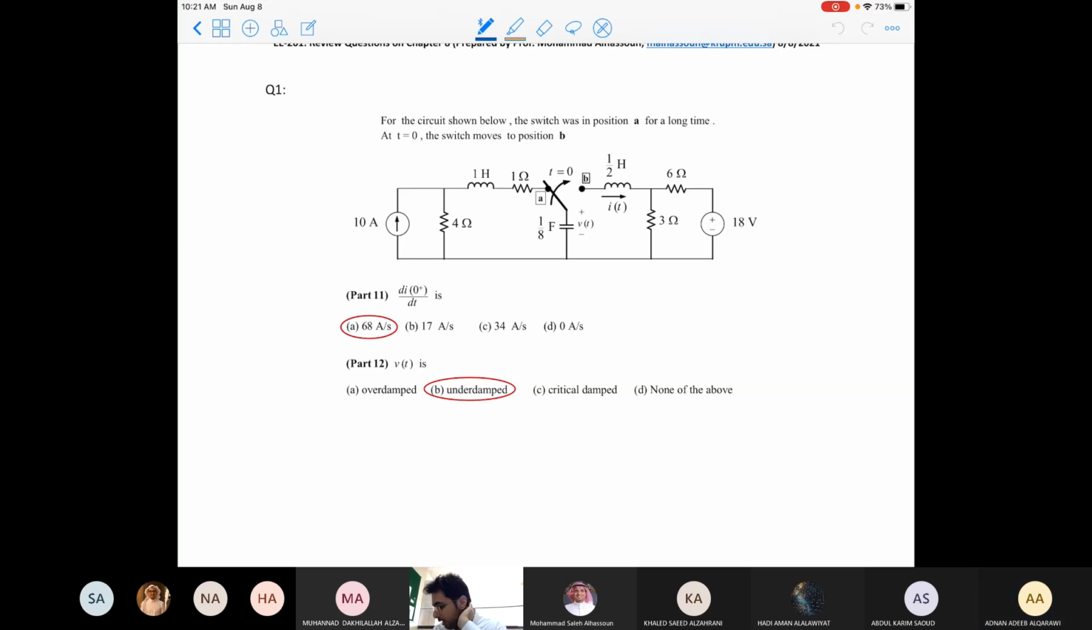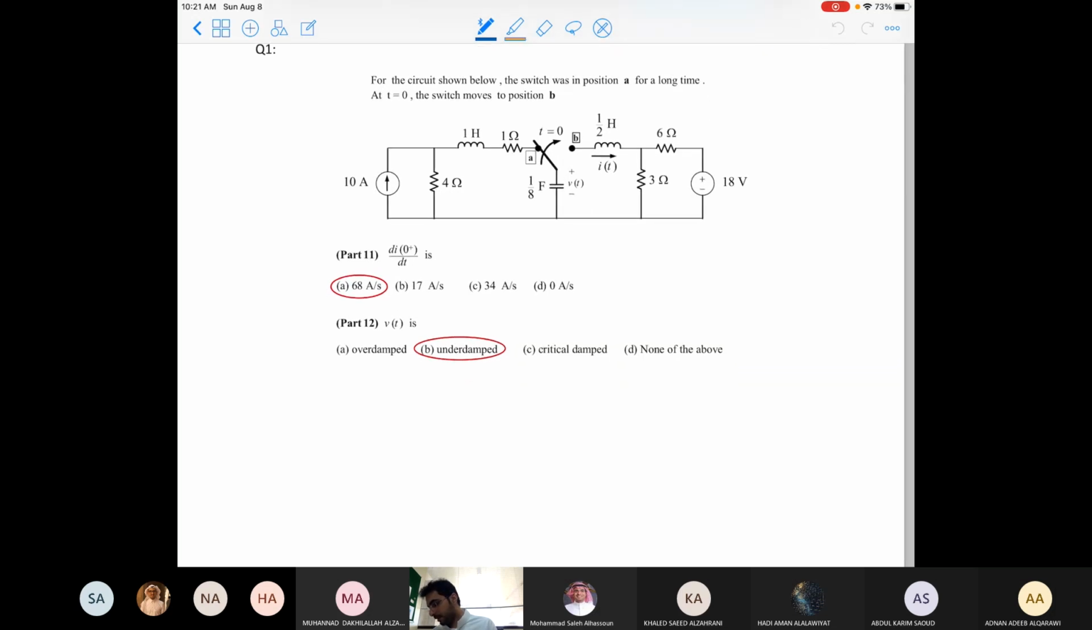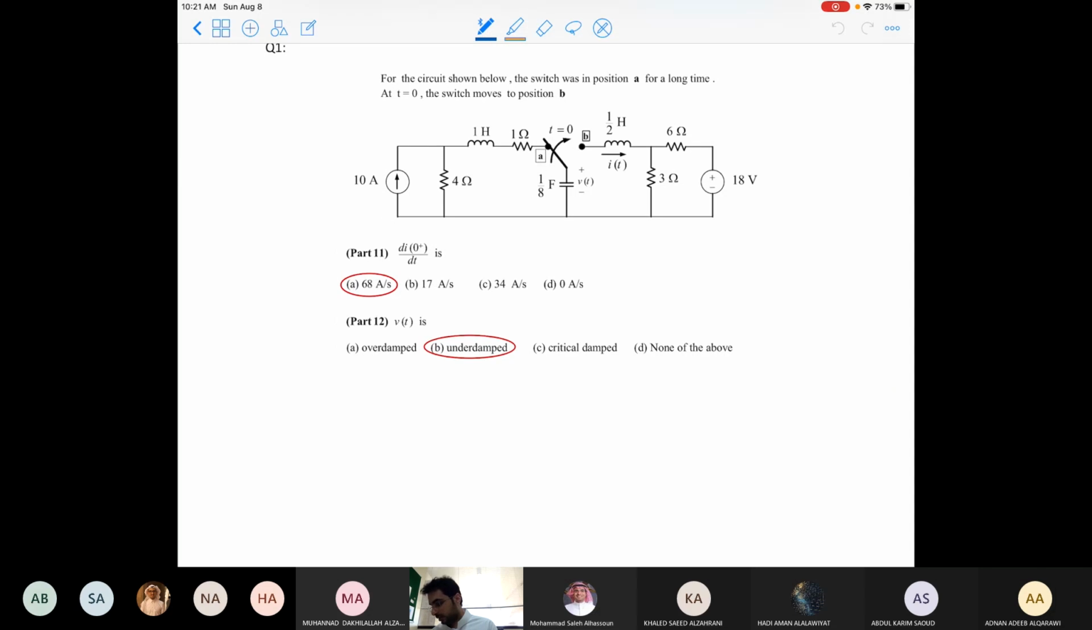So today's lecture will be just solving problems in chapter 8. And inshallah tomorrow we'll solve problems in chapter 9. Let's wait for a few more seconds before we start.